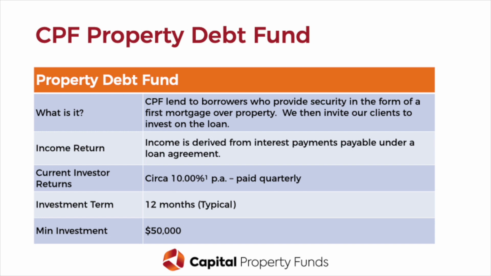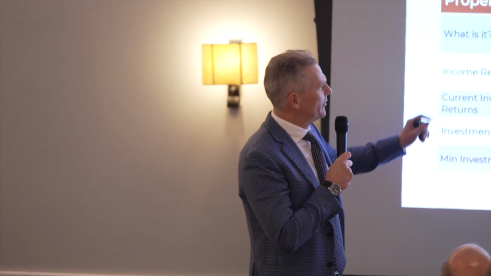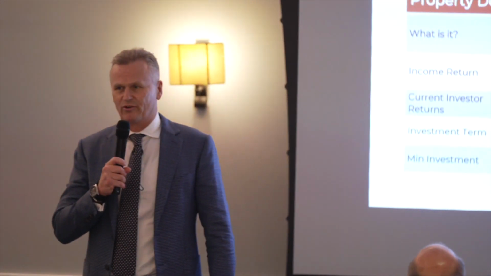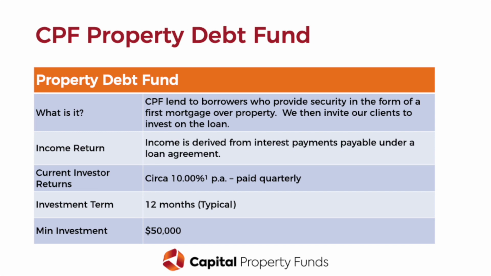Effectively what we're doing is we lend to borrowers who provide security in the form of a first mortgage over property. An important thing here is that some of you may have heard of a thing called private credit. The difference between property debt and private credit is that we are lending against a hard asset. For example, if somebody invested in a private credit fund that was secured against, say, capital property funds, we don't actually have any hard assets.